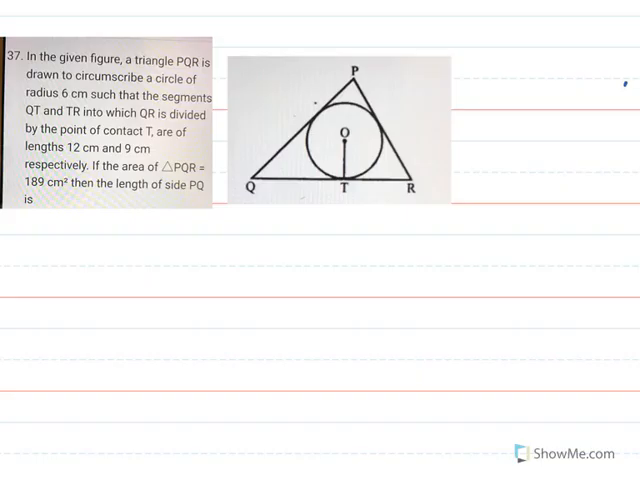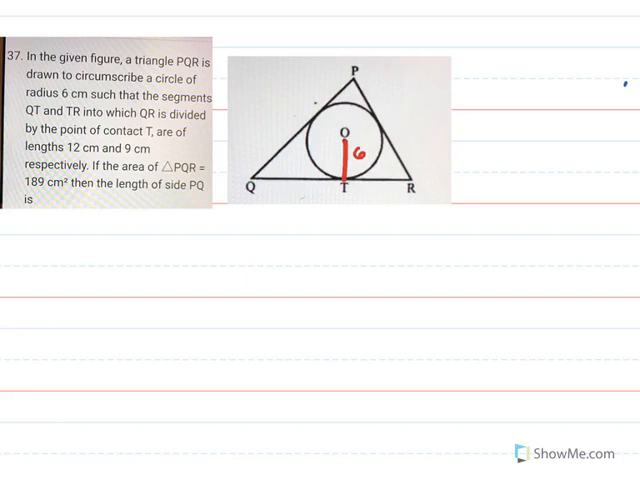In the given figure, a triangle PQR is drawn to circumscribe a circle of radius 6. So we have the triangle here circumscribing a circle, and this is the circle. Triangle circumscribing a circle of radius 6. So this radius is now 6.